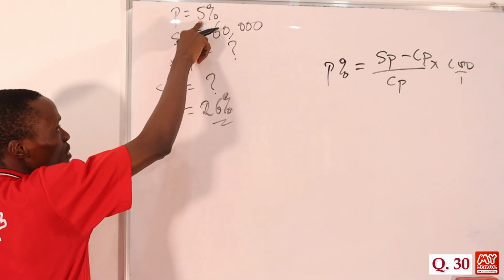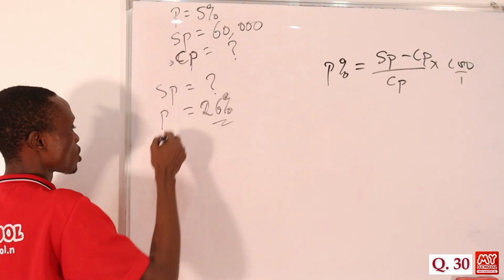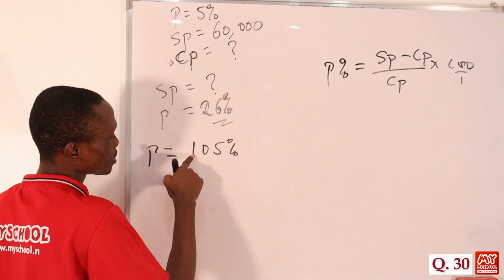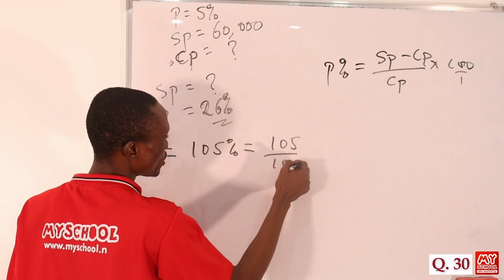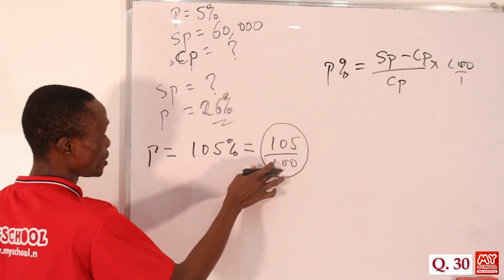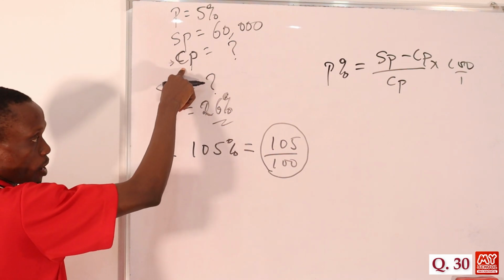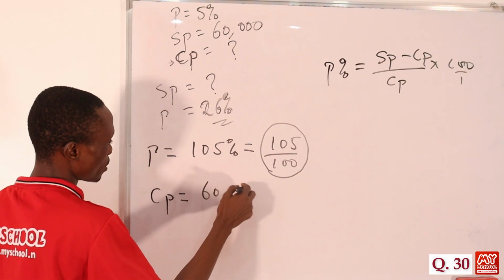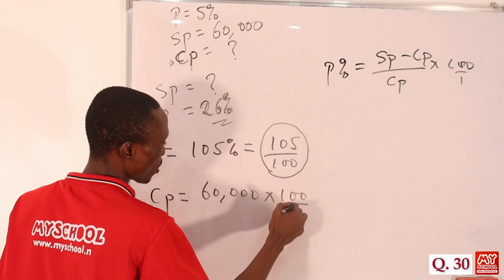We increase the percentage profit by adding 100% to it. So the percentage profit now becomes 105%. Remember that this 105% is the same as 105 over 100. So we reverse this 105 over 100 and use it to multiply the selling price, and that will give us the cost price. In this case, cost price will be equal to 60,000 times, so we reverse this, we'll be having 100 over 105.